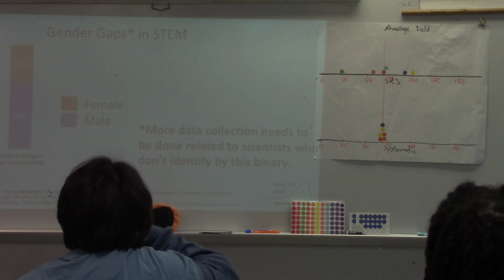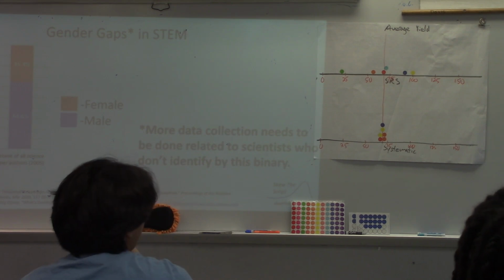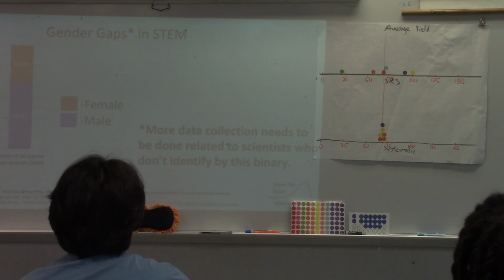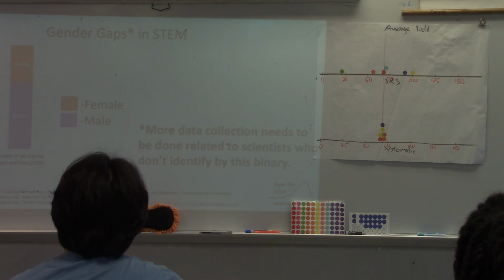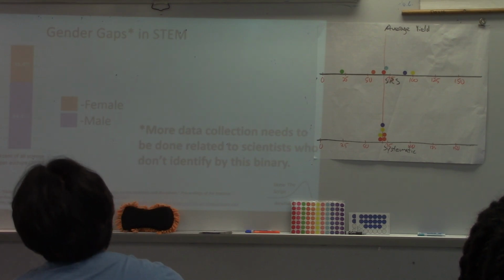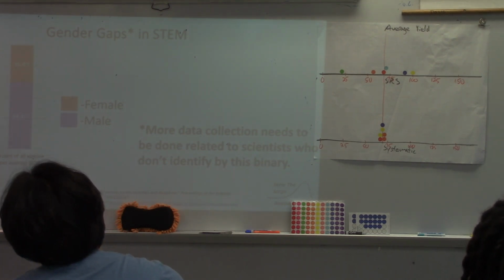Okay, so this is actually a topic that I really, really like, and so I wanted to talk about this one. I think it's important. So, gender gaps in STEM. When we look at percent of all science paper authors, 35% are female, 65% are male. More data collection needs to be done related to scientists who don't identify by this binary. Correct, that is accurate as well. That's why it says gender gaps with an asterisk. But my question for you in looking at this is, why is there a gap there? Why is there such a difference? Roughly, what percent of America or the world identifies as female and identifies as male?